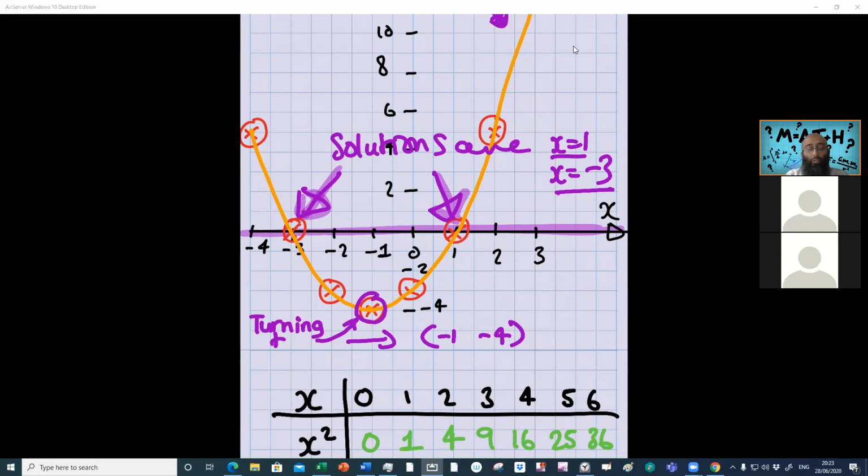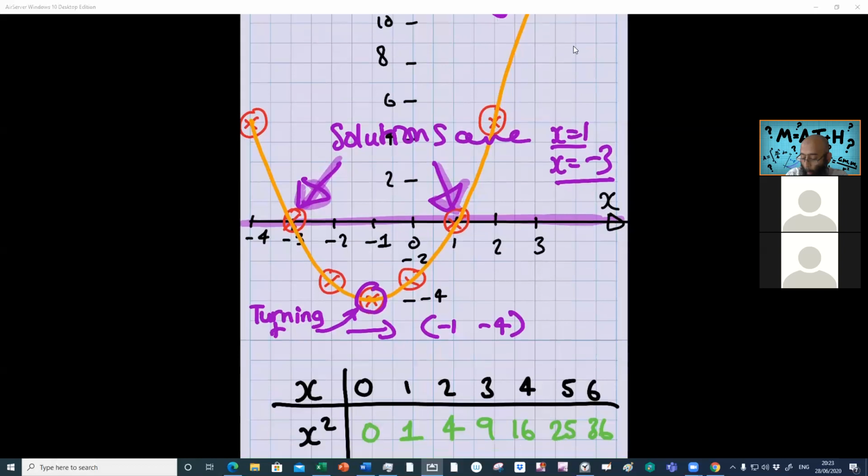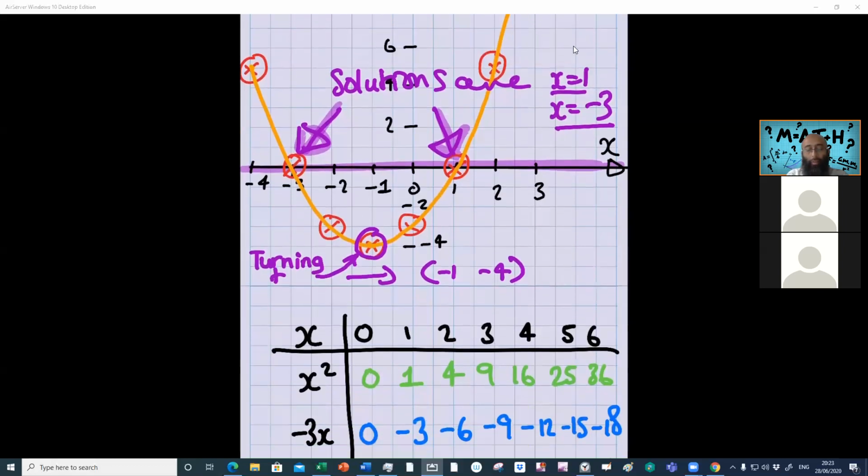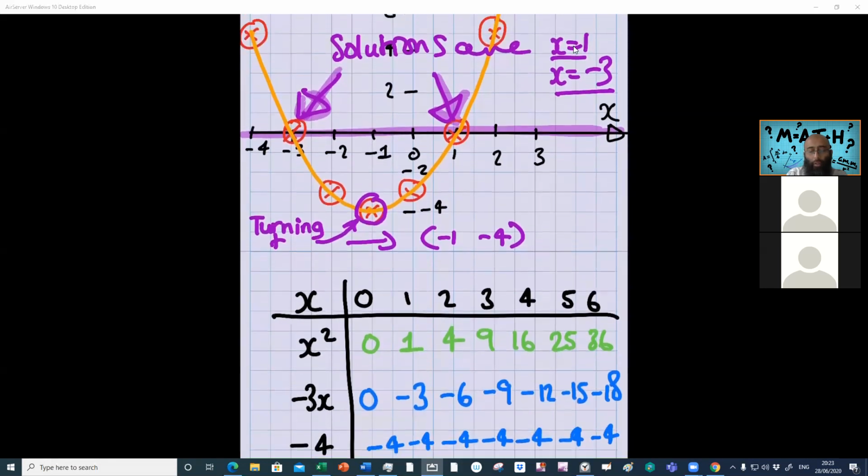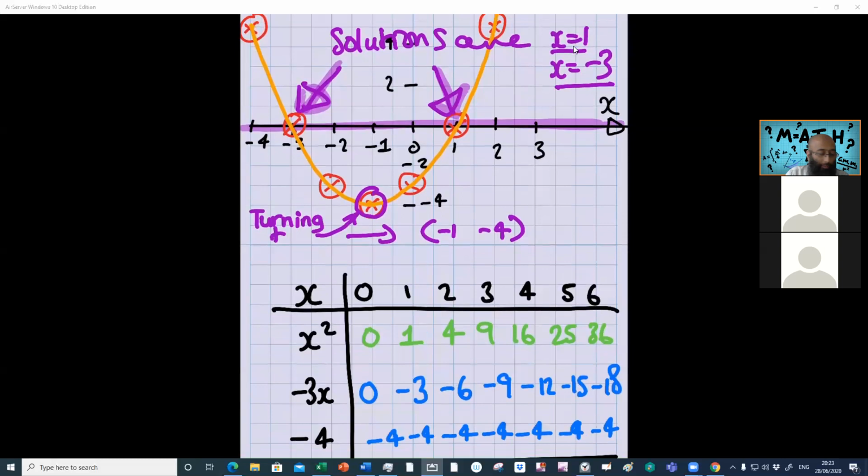So what's 0 times by -3? 0. And what's 1 times by -3? Minus 3. 2 times by -3? Minus 6. So and then minus 9, minus 12, minus 15, and minus 18. Okay, what's the last part of our equation? X squared minus 3x minus 4. Okay, what do you do with the -4? You just put it with all of them. Fantastic.